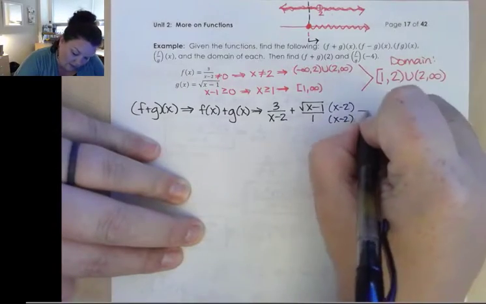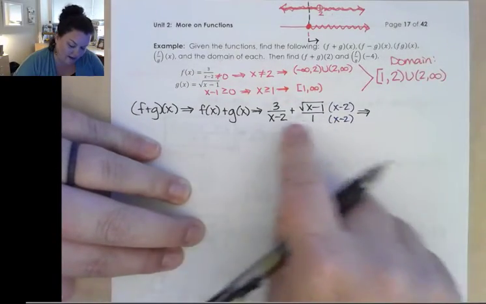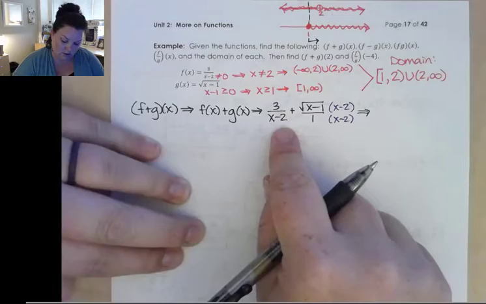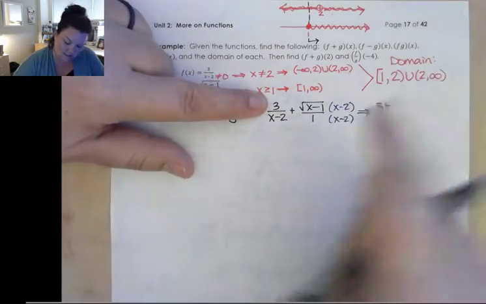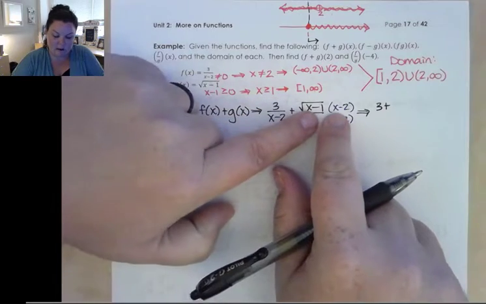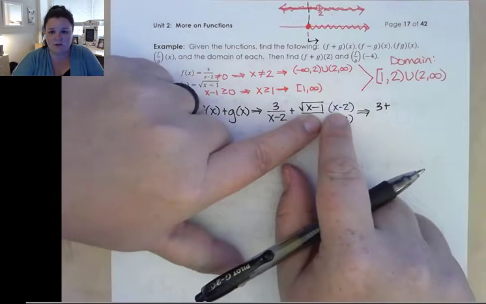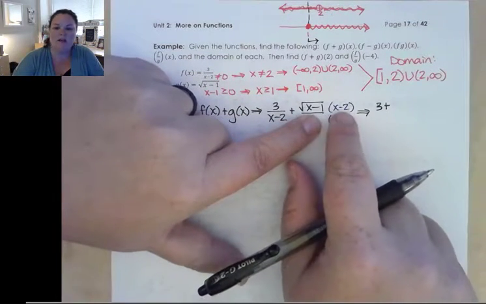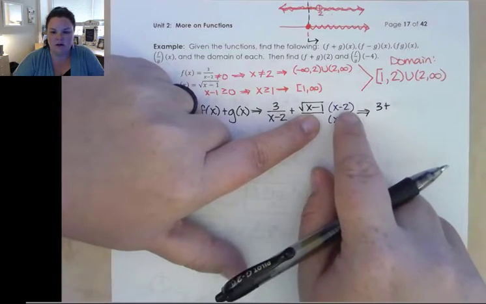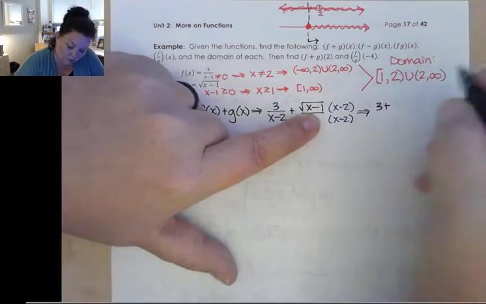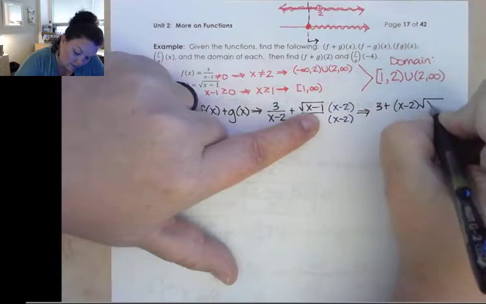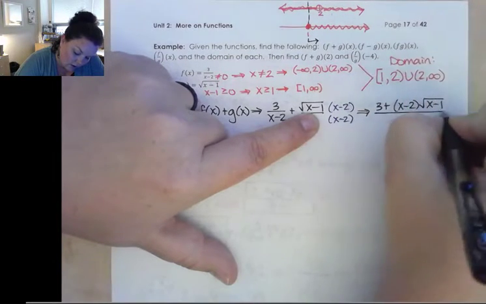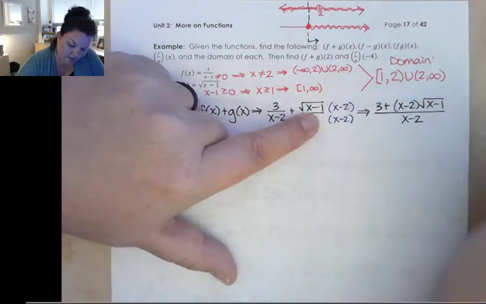So that would give me, now that they both have an x minus 2 denominator, the top of this one was a 3 plus the top of this one. Now remember, with this, I'm not going to make you distribute it, but we do want to write the quantity in front of the square root. Okay, so I'm going to write this as x minus 2 times the square root of x minus 1 all over x minus 2.